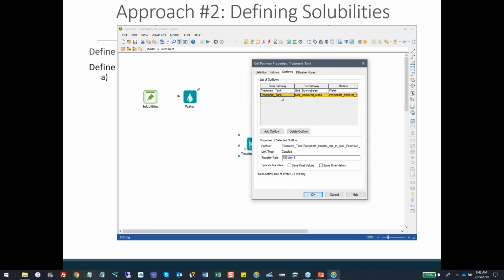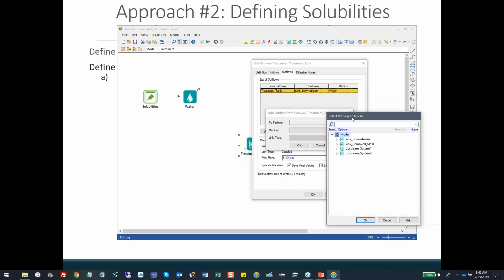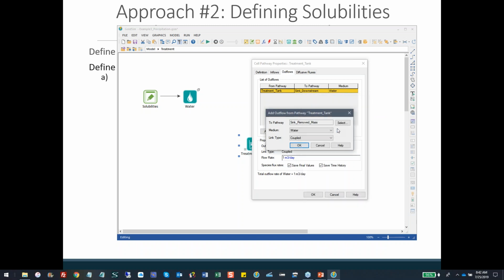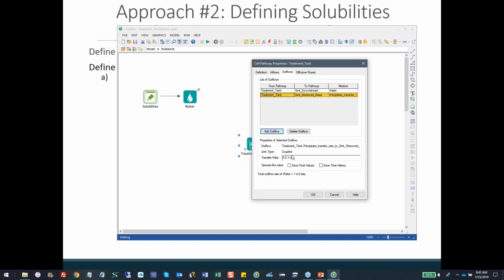But now we're going to define another type of link called a precipitate transfer. And let me go ahead and create that guy from scratch. We're going to say I want to remove mass from the treatment tank and I want to send it to sink removed mass. It's going to default, well, what are you moving? Water. No, I'm not moving a fluid. In fact, I want to do something special. Before we had fraction of inflows, that was our treatment efficiencies. Now I'm going to say precipitate transfer rate. I'm going to click that, and then I'm going to specify a rate here. I'm just going to put in a number of 100. I'll explain this in a minute.